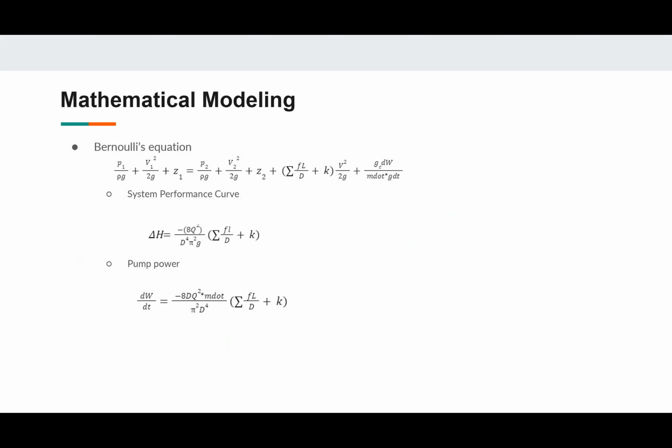Next, we move on to mathematical modeling of the system. The entire system can be modeled based on Bernoulli's equation, which is basically P1 over rho g plus V1 squared over 2g plus Z1 equals that repeated at the second point, plus head loss due to friction and minor losses, and also head of the pump. This equation can be rearranged to solve for pump power and also model the total change of head in the system versus Q to find the system performance curve.